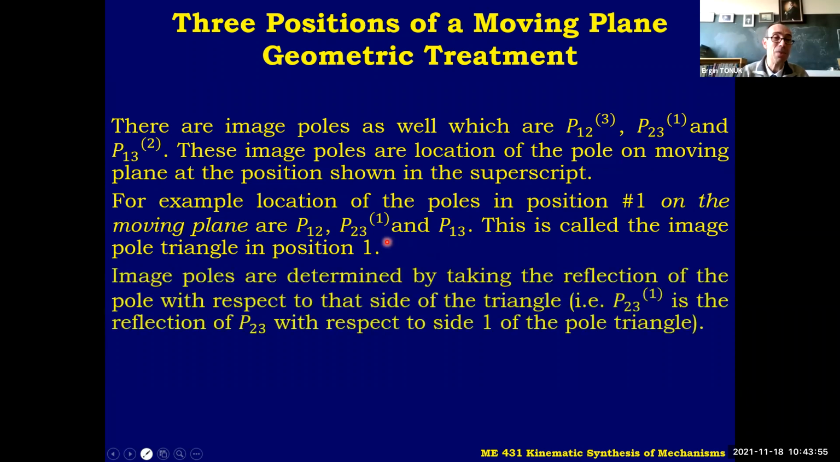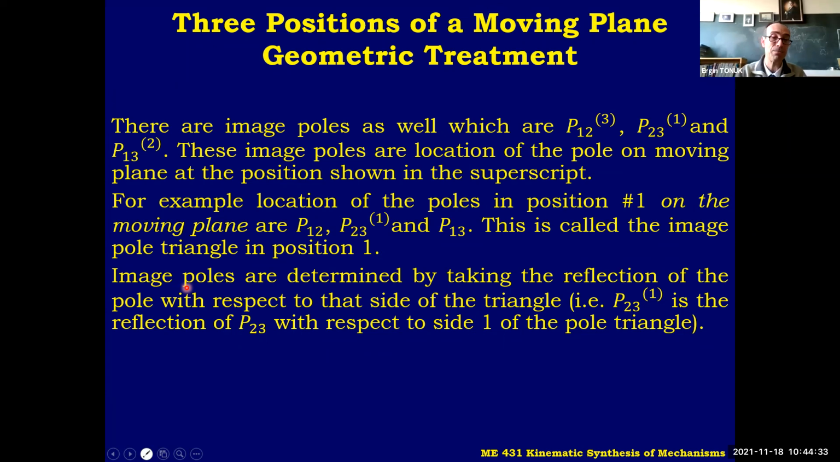That's the answer. Image poles are determined by taking the reflection of the pole with respect to the side of that triangle. That is, for example, P231 is reflection of P23 with respect to side 1 of the pole triangle. Okay, that's an important property. And that's why it's called image. Okay, you take the image or reflection of it. That's something very important that we will use.